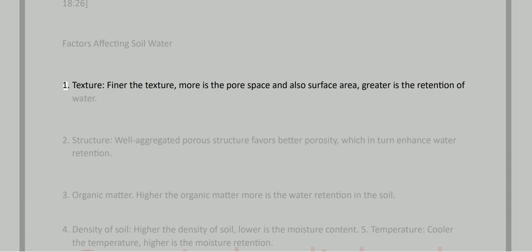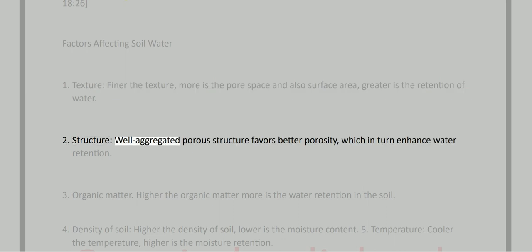Factors affecting soil water. 1. Texture. Finer the texture, more is the pore space and also surface area, greater is the retention of water. 2. Structure. Well aggregated porous structure favors better porosity, which in turn enhance water retention.